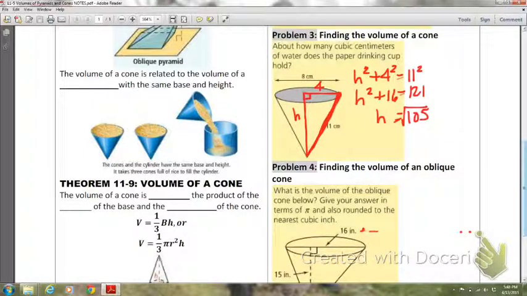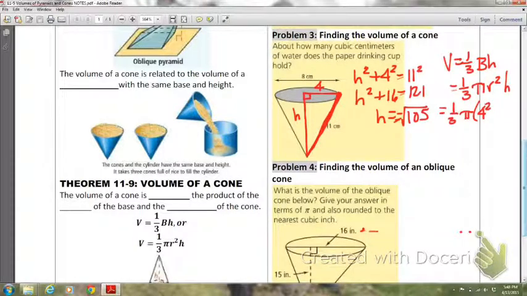We'll just leave it as the square root of 105 to put it into the formula, because the volume is 1/3 the area of the base times the height. The area of the base is a circle, so it's pi times the radius squared, times the height. For the radius, put in 4, so we have 4 squared, and then for the height, put in the square root of 105. Plug that into your calculator, and you're going to get approximately 172 centimeters cubed.